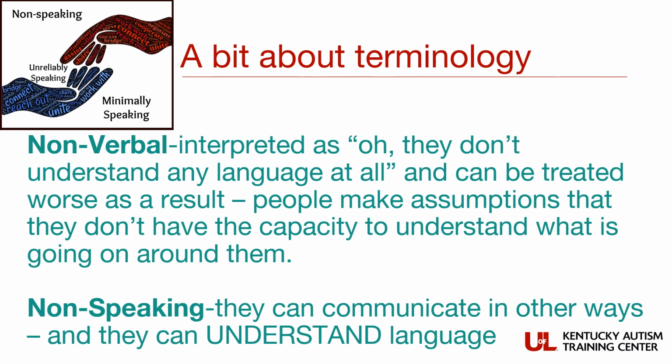Because a lot of times with nonverbal, it's interpreted as, oh, they don't understand any language at all, and therefore we kind of treat them worse than we really should. Not that we should treat anybody poorly, but people just make those assumptions that they don't have the capacity to really understand what's going on. So we may talk about the individual in front of them, which is obviously very wrong and not very dignity protecting to them. Whereas non-speaking really suggests that they can communicate. They just have other ways that they do that, and that they can understand language. And so we need to be very mindful with that.